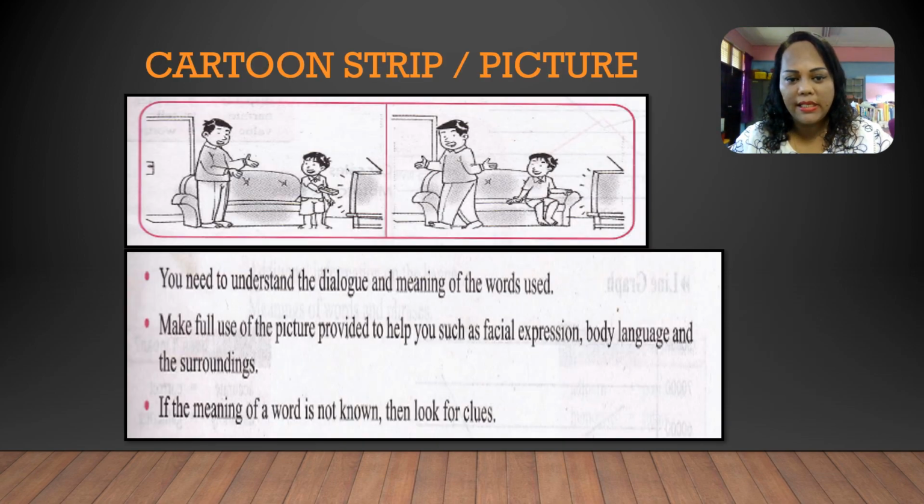The next stimulus that is used is cartoon strip or picture. Sometimes they may just give you one single picture or a series of pictures. You need to understand the dialogue and meaning of the words used. Make full use of the picture provided to help you, such as facial expression, body language, and the surroundings. If the meaning of the word is not known, then look for clues. Sometimes there's no dialogue included in the picture. So again, look for clues before choosing your answer.